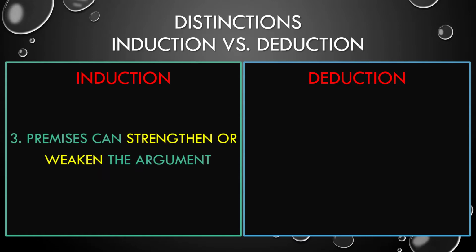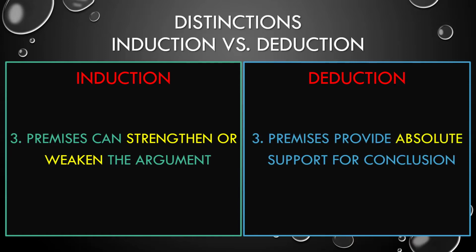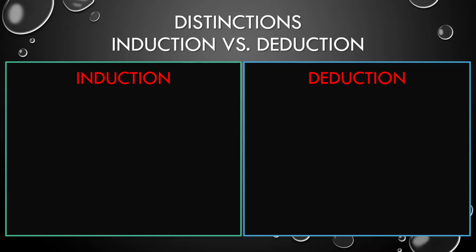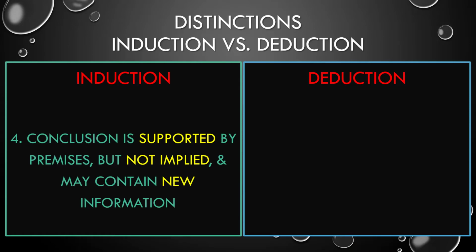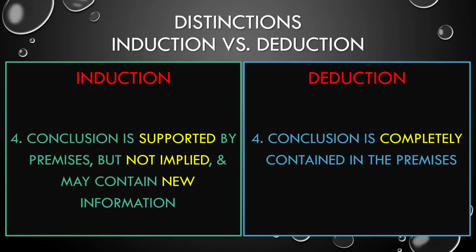We could also refer to how the premises support their conclusion. So in an inductive argument, the premises can strengthen or weaken the argument, whereas in a deductive argument, the premises provide absolute support for the conclusion. Induction also has a conclusion that is supported by the premises but not implied. And the conclusion may contain information that's actually not present in the premises at all. Whereas in deduction, the conclusion is completely contained in the premises. You're not going to get anything new in the conclusion that you don't already have in the premises that you begin with.